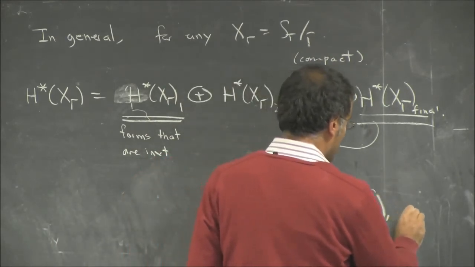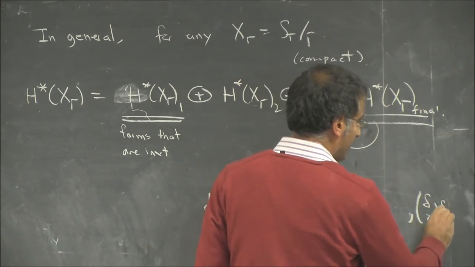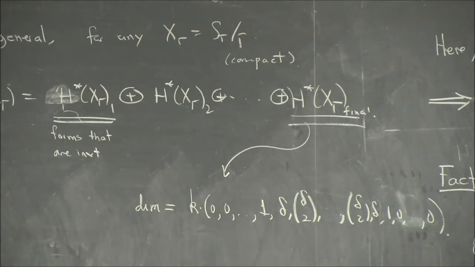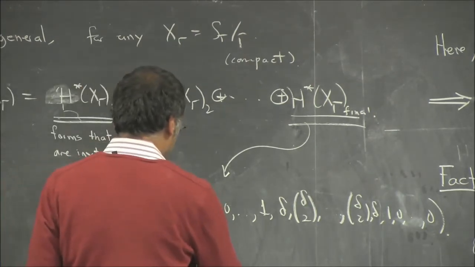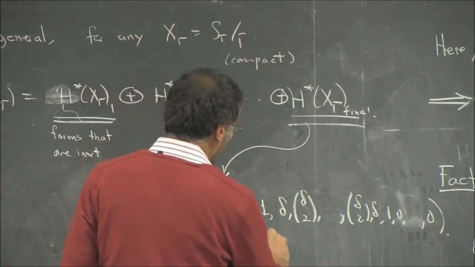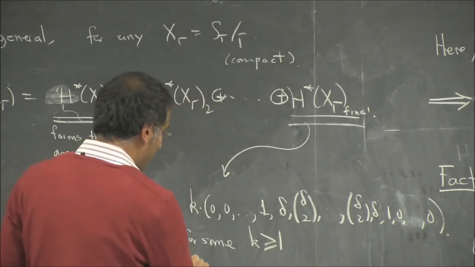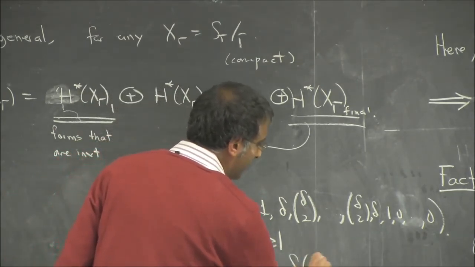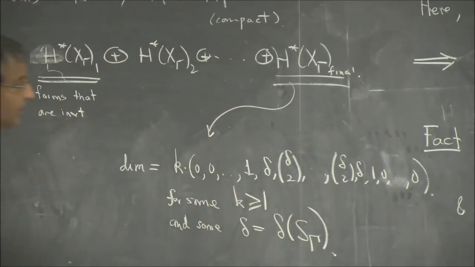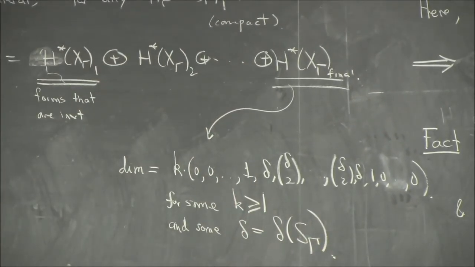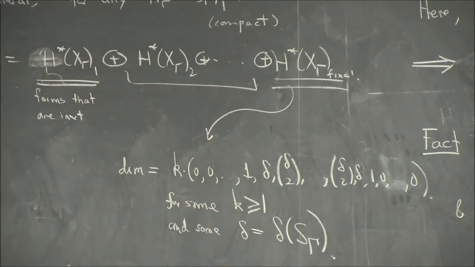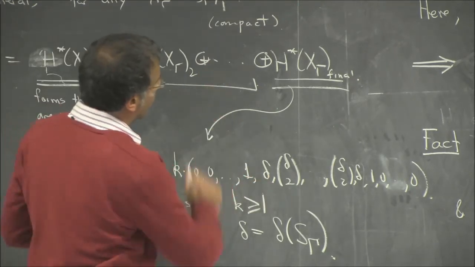So delta, 1, 0, 0, 0, for some integer k bigger than or equal to 1, and some delta, which actually depends only on this symmetric space. And then there are intermediate terms which show some mixture of these two behaviors in general. So I won't discuss them.